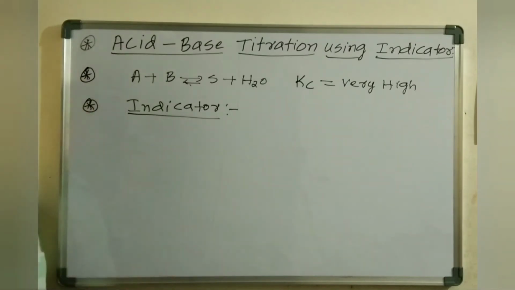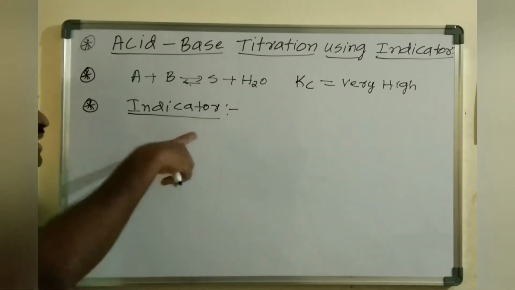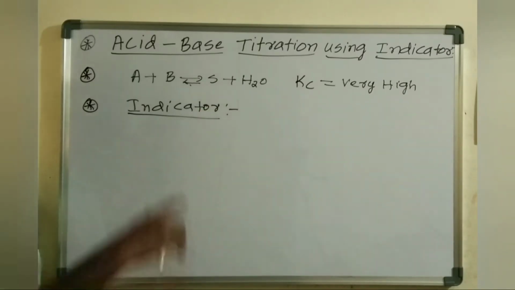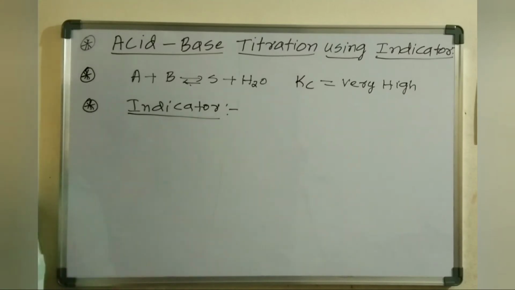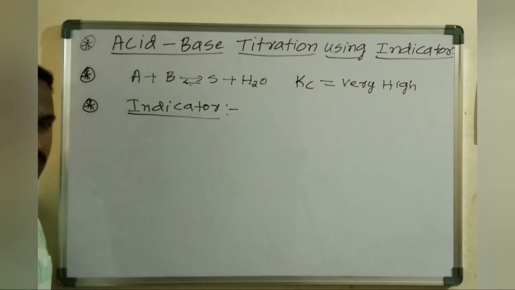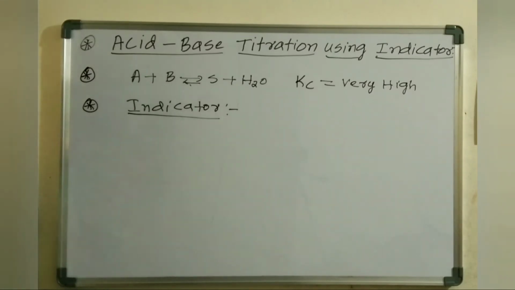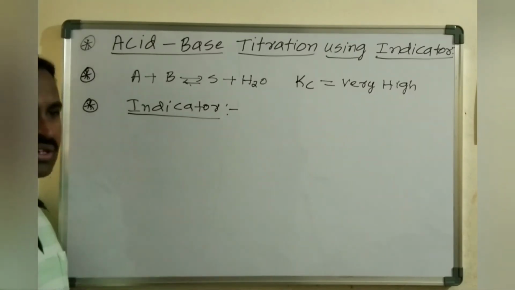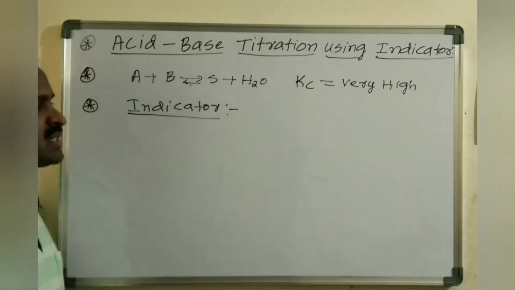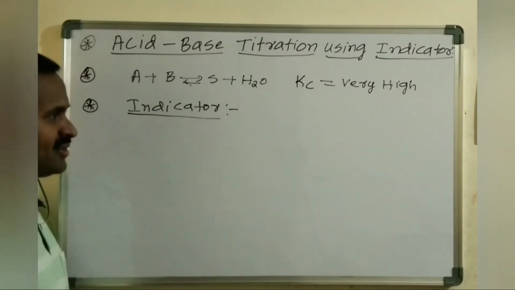Mainly two types of indicators are there. One is a natural indicator and the other is a synthetic indicator. The natural indicators can be further classified into two types: one is a color indicator and the other is an odor indicator. These odor indicators are also known as olfactory indicators.